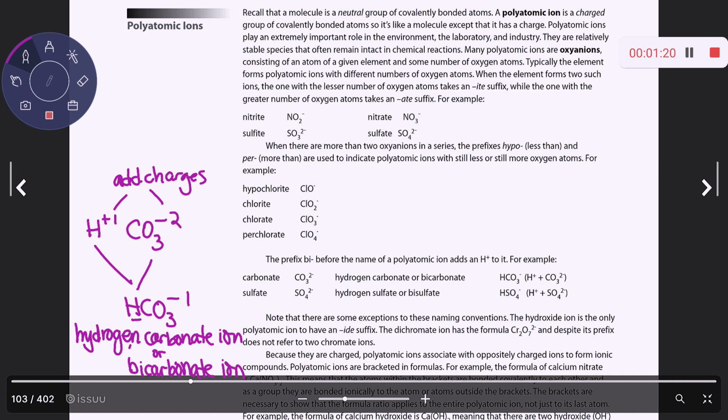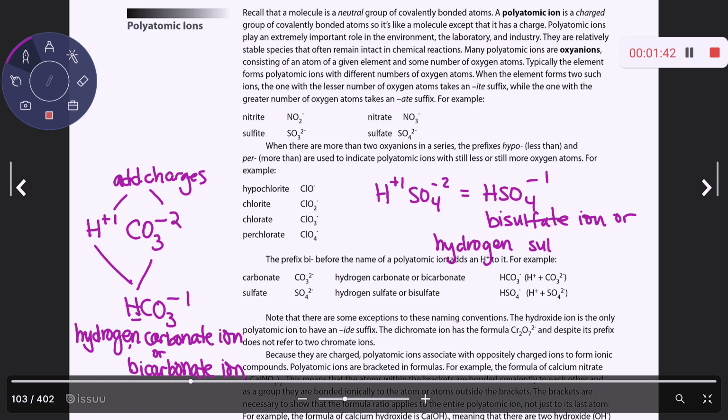Okay. Another example would be if they put a hydrogen in front of sulfate. So if you have a hydrogen ion in front of sulfate, that would be HSO4 negative 1. You could call this the bisulfate ion, or you could call it the hydrogen sulfate ion. Both are completely acceptable. Okay. All right, so that's the end of polyatomic ions.